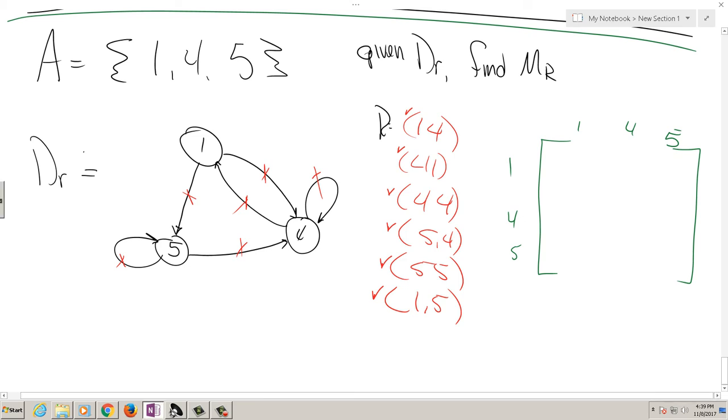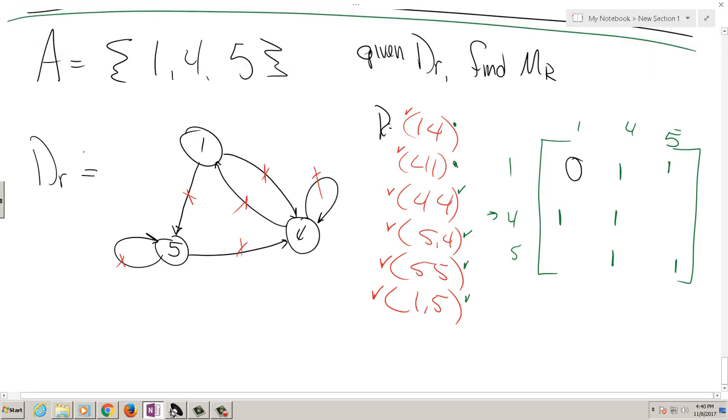So let's start with this one, 1, 4. It is in row 1, column 4, which would be right there. The next one is 4, 1. It is in row 4, column 1. The next one is 4, 4, which is in row 4, column 4. The next one is 5, 4, which is in row 5, column 4. The next one is 5, 5, row 5, column 5. And then 1, 5, row 1, column 5.